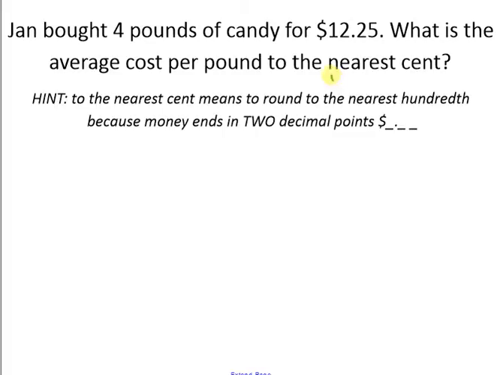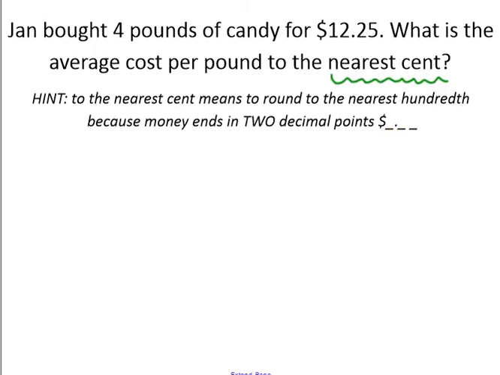Now, when a problem asks you to round to the nearest cent, we are talking about money. So money is written in a very specific form. You can have as much money as you want on the left side of the decimal point, but there's only 2 spots on the right-hand side of the decimal point. So when we ask you to round to the nearest cent, we are asking you to round to the nearest hundredth. That's very, very important to remember.